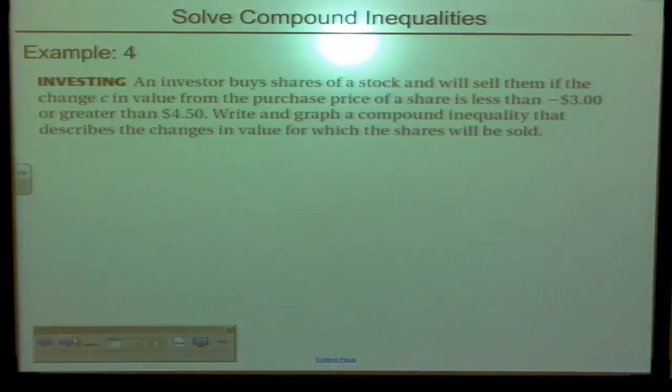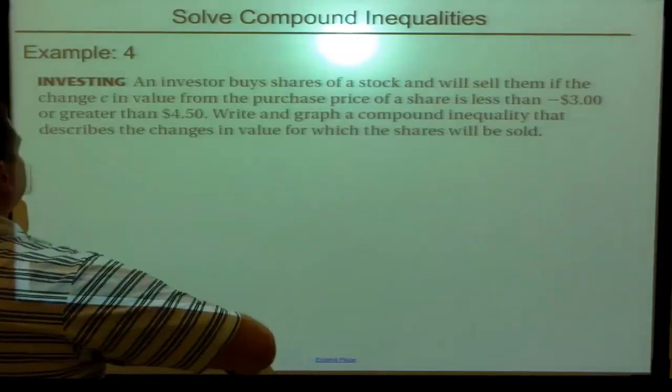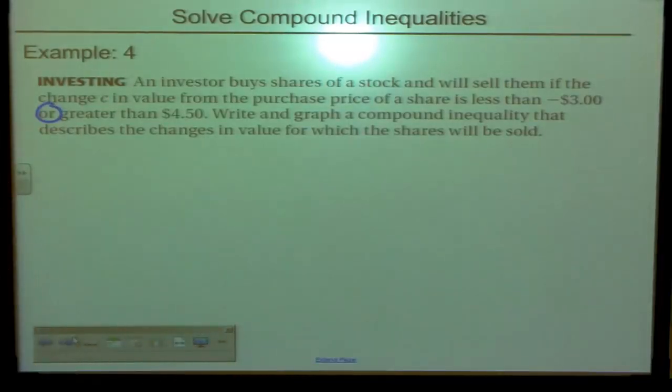Example 4, an investor buys shares of stock and will sell them if the change, C, so they're telling us what variable to use. The change in value from the purchase price of the share is less than -3, or, that's the key word there, greater than 450. Write and graph a compound inequality. So use the word or, so that means we're going to have a union.